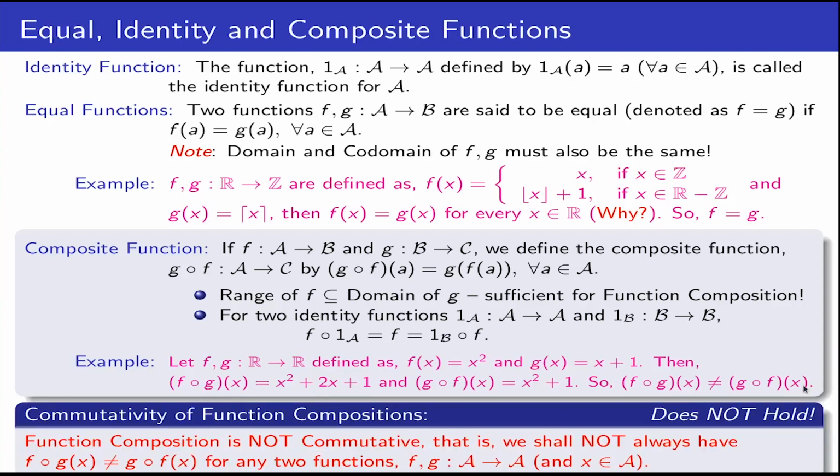Hence, function compositions are not commutative at all. It does not hold this commutative nature. So for all x belonging to A, there exists some x where this composition is not interchangeable in order. So it's not commutative.